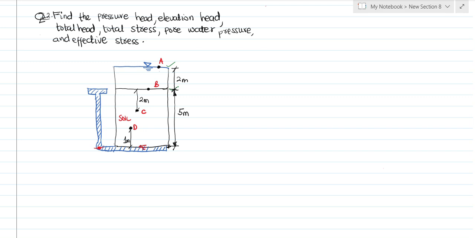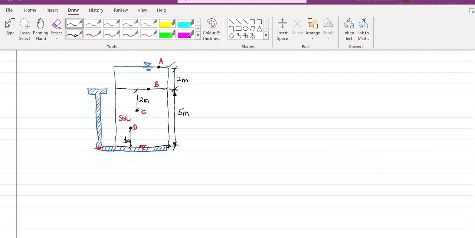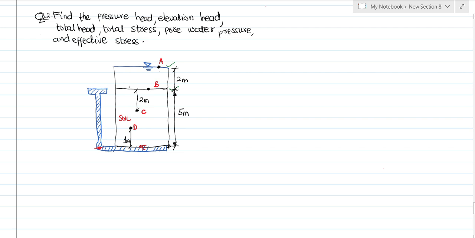Right, so let's look at this question. First of all, we need to know the direction of flow. Looking at the head, realize that the water level is at this side, so the flow is going to be in this direction.